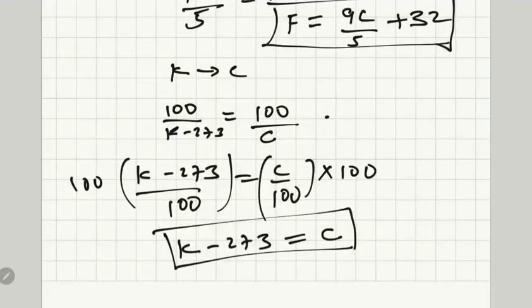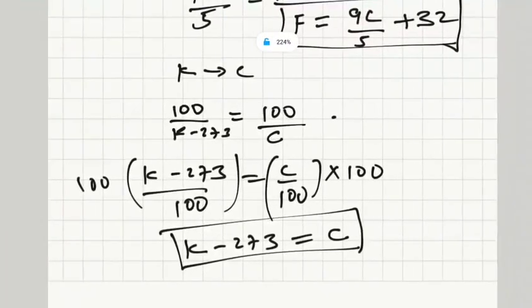Remember, the difference between the Kelvin reading and the Celsius reading is that the Celsius reading starts with 0 at the lower fixed point, but the Kelvin reading starts with 273 at the lower fixed point. So this is the relationship.